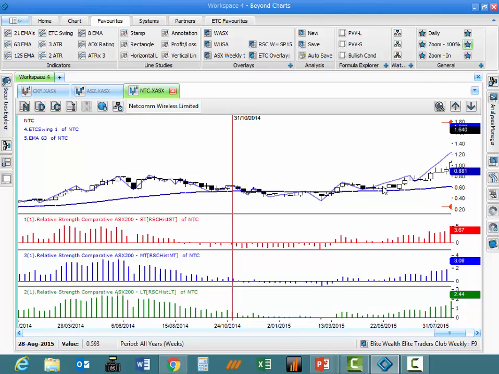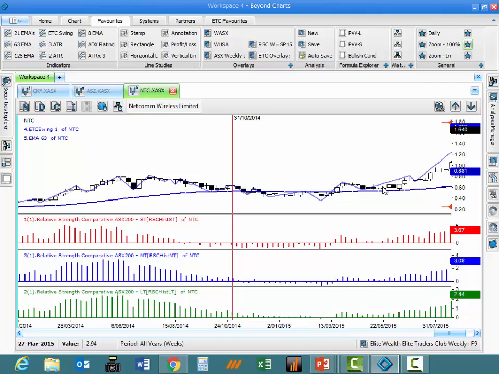So you can see now that coming into sort of March of 2015, we're starting to get relative strength increasing in all three time frames. So that's a positive sign. That's the first clue that the market is starting to perhaps be drawn to this particular stock.